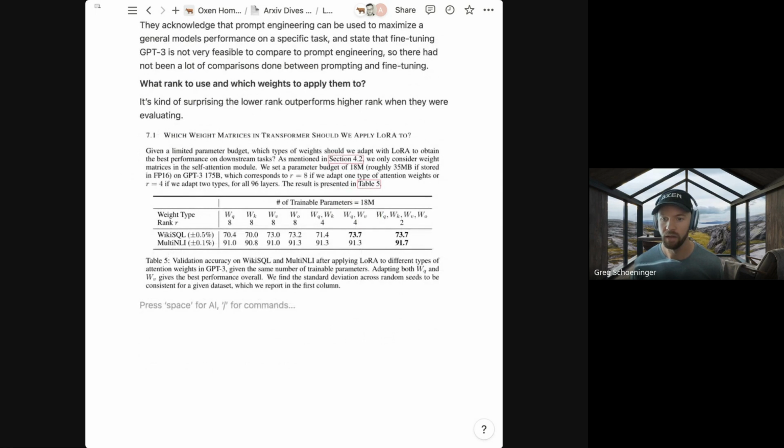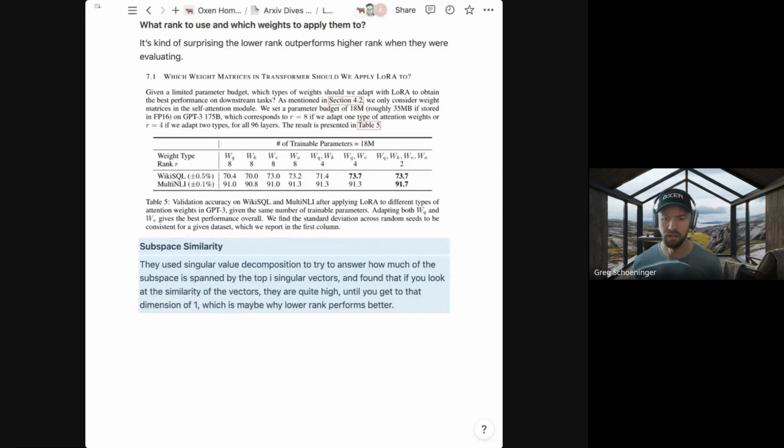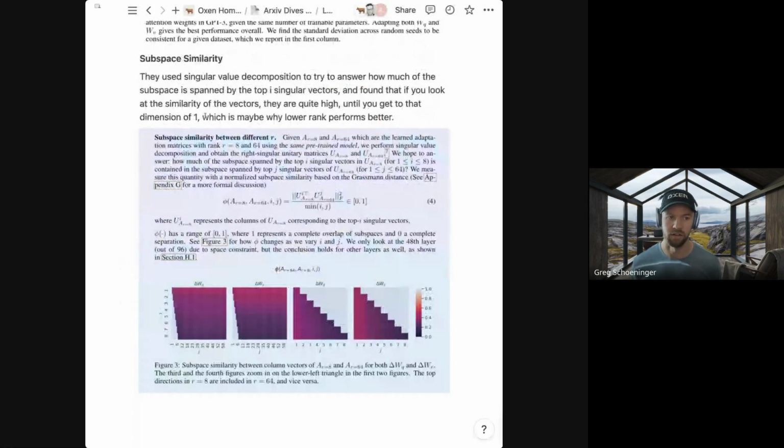That was an interesting finding, that rank 2 worked the best, because that's just fewer parameters in general. So they took a look at the matrices themselves and did singular value decomposition, which is a more expensive way to find out which of these subvectors are linearly independent or not.